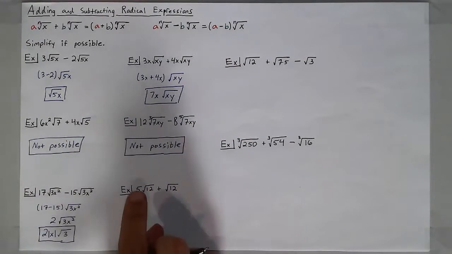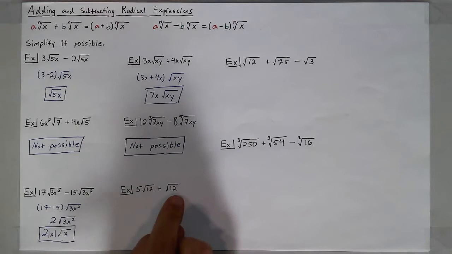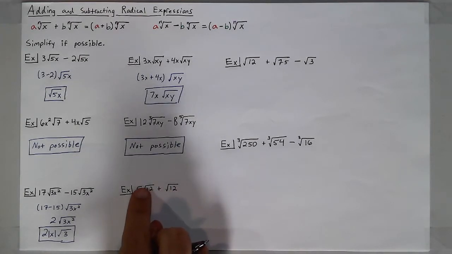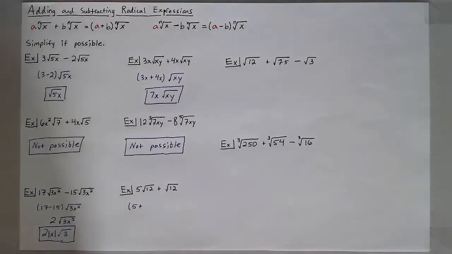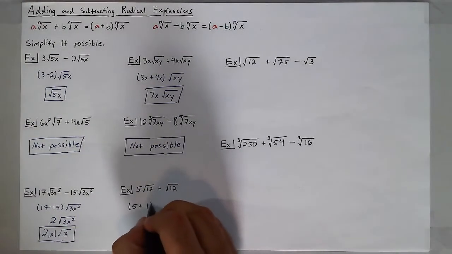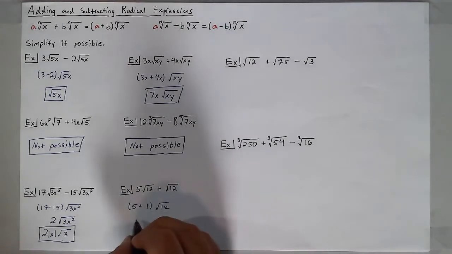Now next up we have 5 square roots of 12 plus the square root of 12. Now these are both square roots, so the index of each is 2, so it matches. And the radicands are both 12, so I can combine them. So I'll have 5 plus an understood 1 in front of that radical. So I'll have 5 plus 1 square roots of 12, giving me 6 square roots of 12.